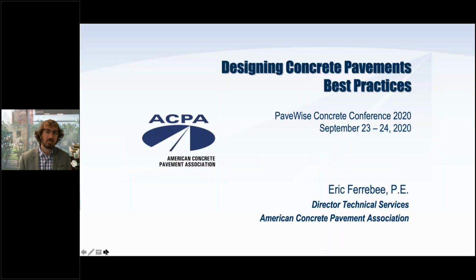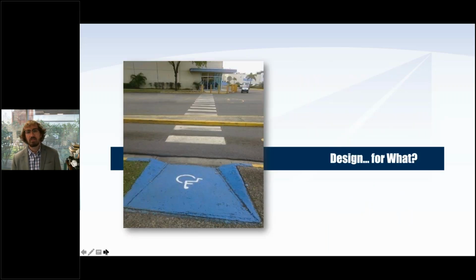So today I'm going to be talking about designing concrete pavements, best practices for doing so. When I talk about designing concrete pavements, I always like to start off with this picture and this question. Design for what? You can see here we've got a great picture of a crosswalk. It starts going pretty well, but when you don't think through the entire design, you can run into this situation where you have a roadblock right in the middle of your crosswalk.